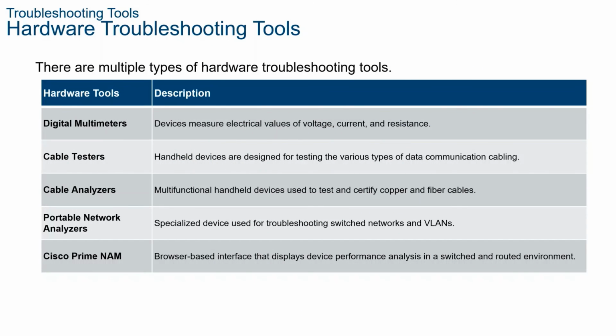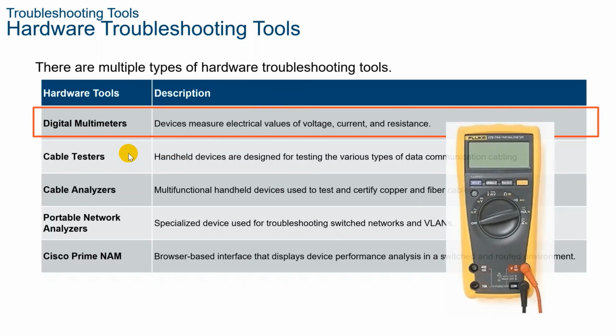Okay, so next are the hardware troubleshooting tools. There are multiple types of hardware troubleshooting tools. This includes digital multimeters, cable testers, cable analyzers, protocol network analyzers, and the Cisco Prime NAM. Let's go over each of these tools.